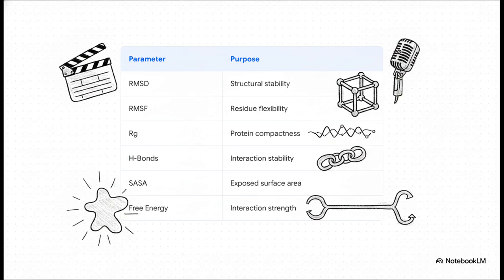The radius of gyration, or Rg, tells us how compact our protein structure is. We also look at hydrogen bonds to check interaction stability, we check the SASA to see how much surface area was exposed to the solvent, and we calculate binding free energy to estimate just how strongly our protein and ligand interacted. This is how we mathematically prove if the simulation was a success.